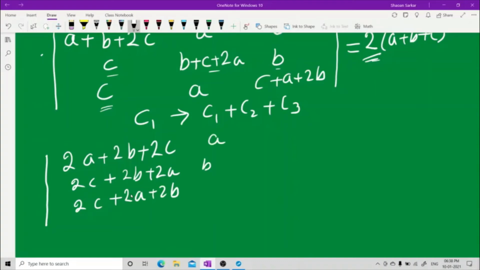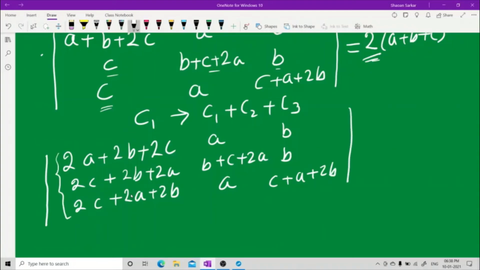The remaining part is all the same. A, then I think this is B, and this is C plus A plus 2B. Now I take this portion, 2A plus 2B plus 2C, from all these portions, from this column I take this common out. Let me rub this, otherwise.